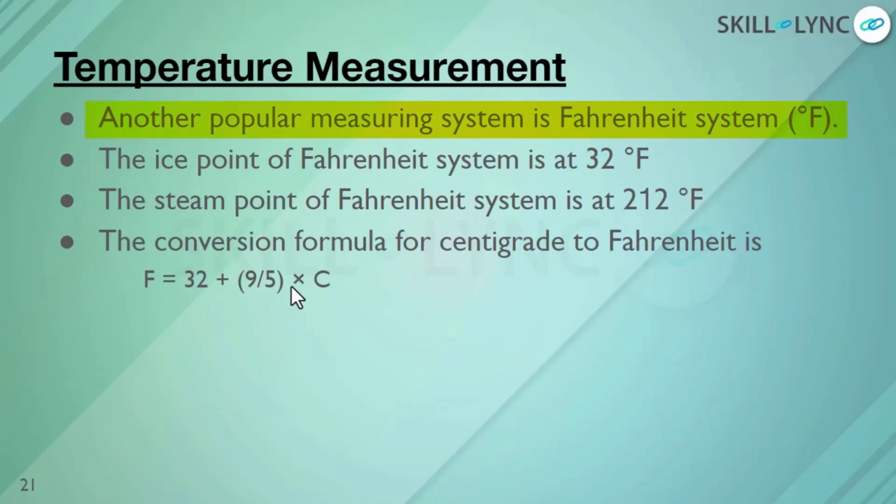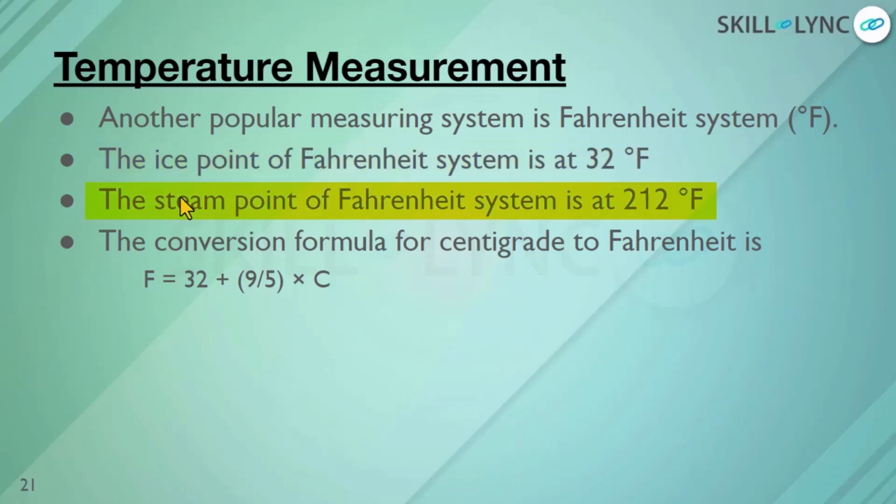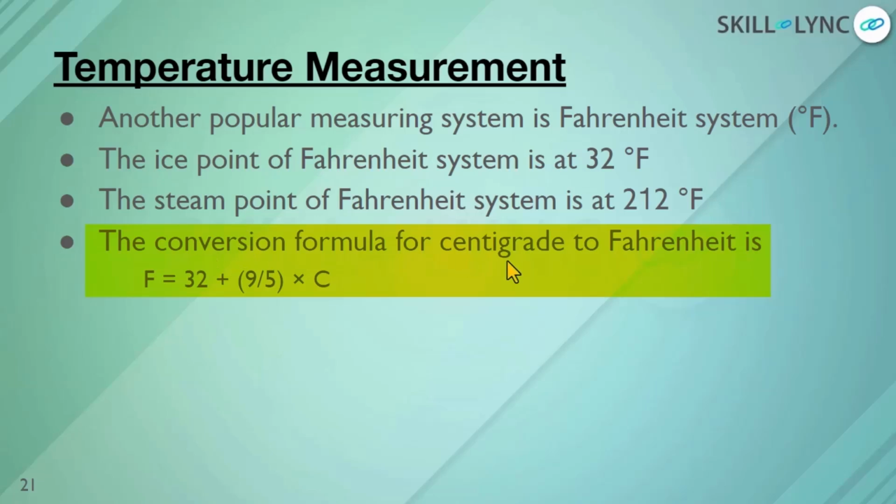Another popular measuring system is the Fahrenheit system, where the ice point is believed to be at 32 degrees Fahrenheit. I hope you remember the ice point of the Celsius system was at 0 degrees Celsius. Similarly, the steam point of the Fahrenheit system is at 212 degrees Fahrenheit, whereas the steam point of the Celsius system was 100 degrees Celsius. Thus, by making out a relation between the Fahrenheit and centigrade systems, we arrive at a conversion formula to convert any unit from centigrade to Fahrenheit.